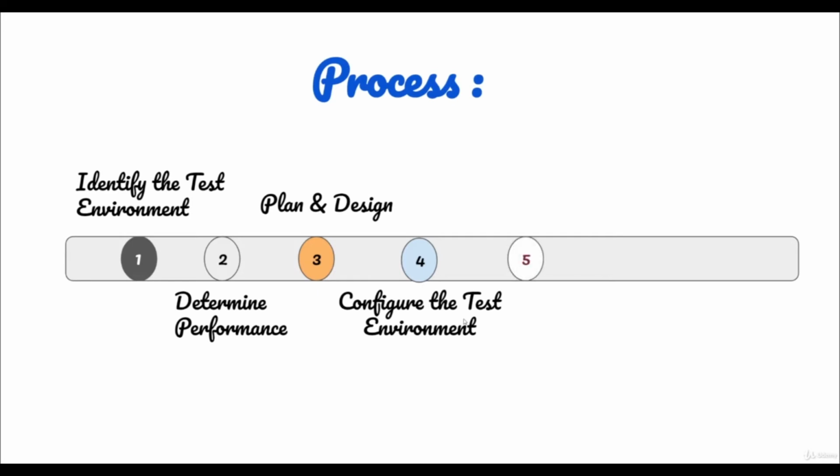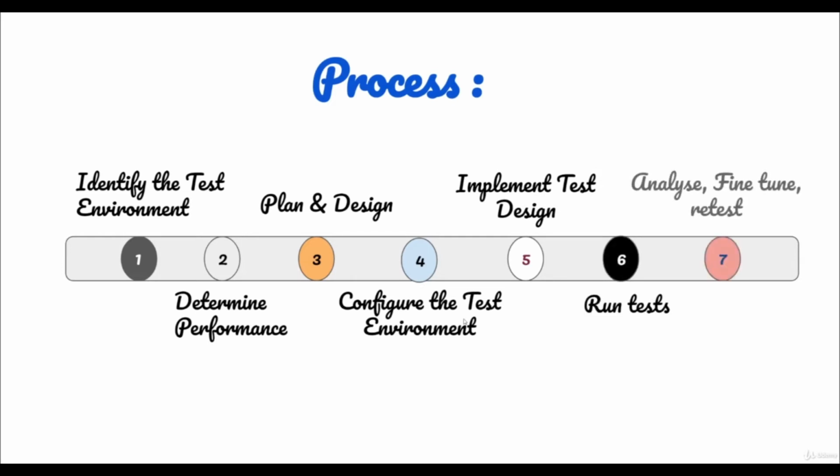Fifth one is implement test design. In order to create a test design, you need to make sure that all the performance tests according to your test design are available. The next one is obviously you should run all these tests. And the last one is you should analyze what kind of outcome you're trying to get from all this process, then fine tune and test again to see if there is an improvement or decrease in performance.